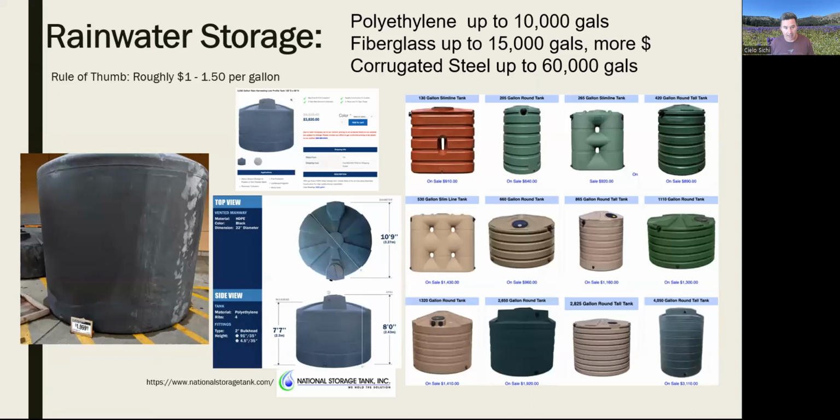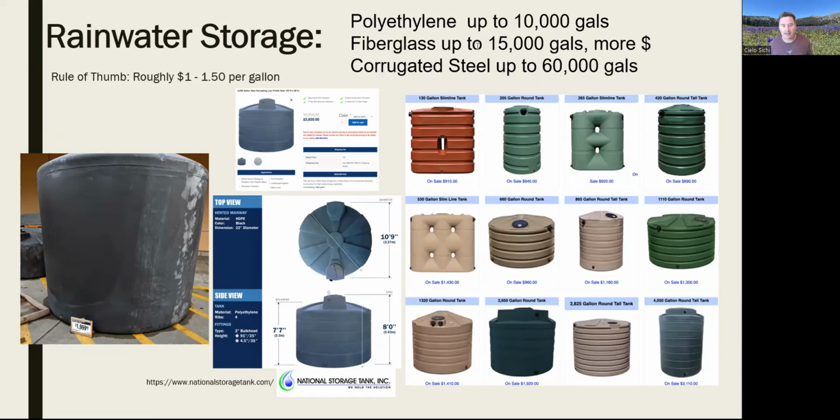Some examples of tanks. Typically, the less expensive ones are some sort of polyethylene. You can get tanks up to 10,000 gallons. You can also use fiberglass tanks. You can get tanks that are fiberglass up to 15,000 gallons. Of course, the fiberglass tanks are more costly.